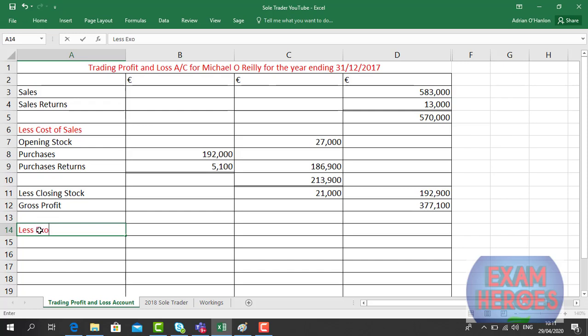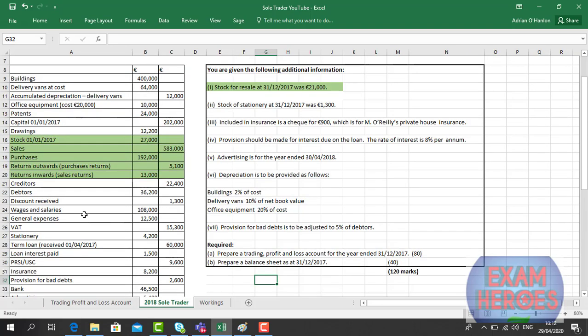So we get less expenses, and with your expenses, then you have to break them up into your administration and your selling and distribution. So we'll just do the administration first. First one we have, if you look here, is, remember, this is your debit column here, and this is your credit column here. In your debit column, which is this column here, you have all your assets and expenses. Okay, so this is what we're looking at here.